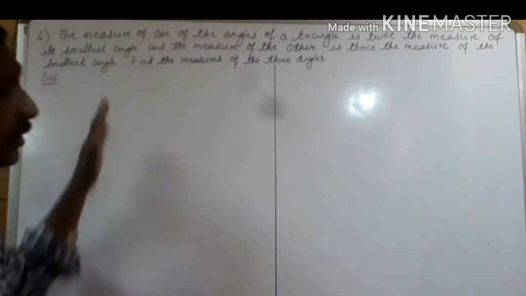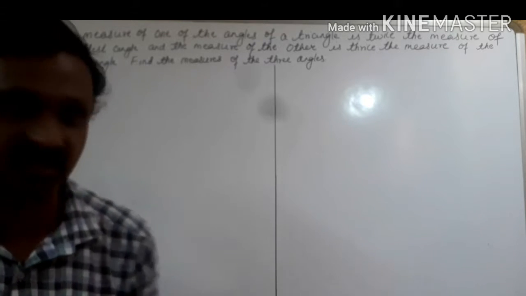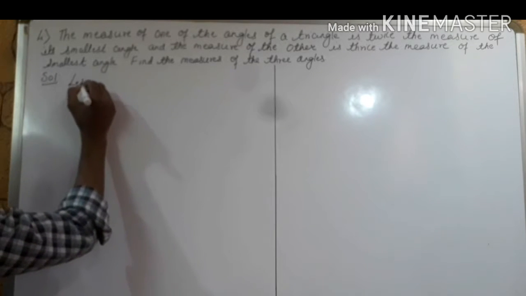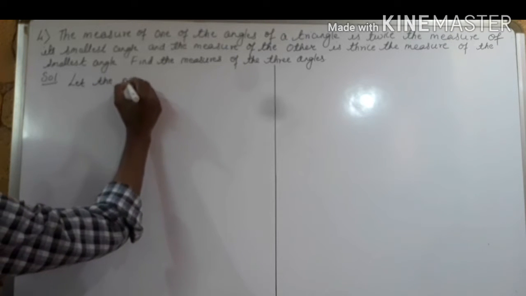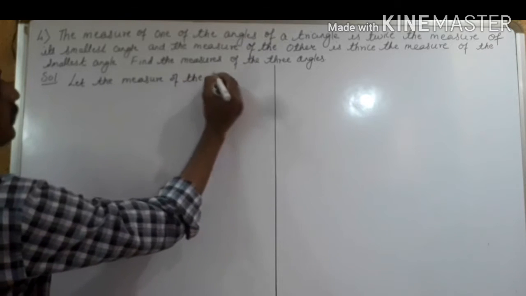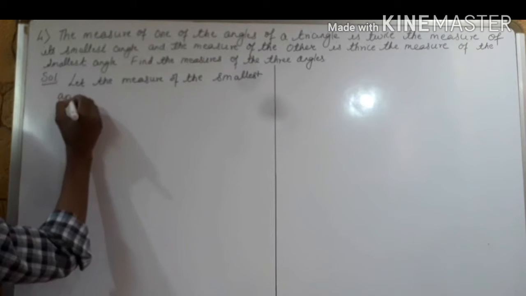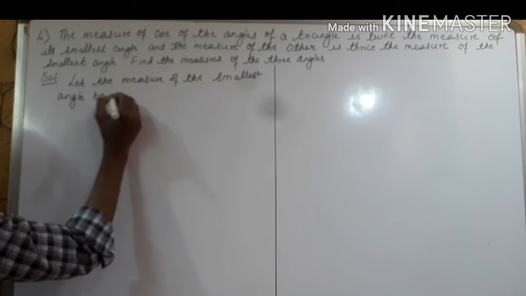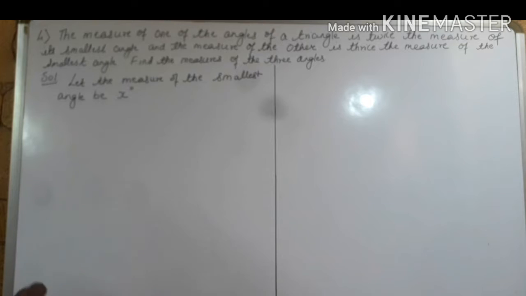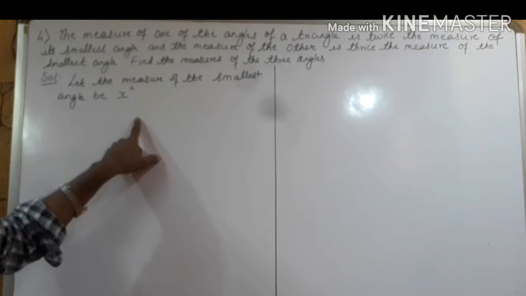So, we will start with: let the measure of the smallest angle be x degrees. Now, the measure of the smallest angle we have given as x degrees. Now, what will the measure of the other two angles be?